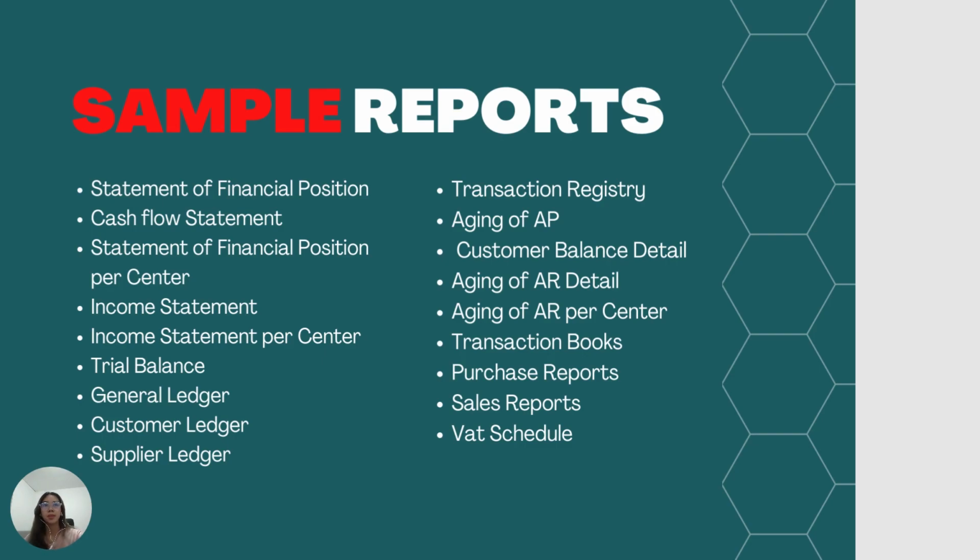The following are some of the sample financial reports that can be printed out using the system. We have the Statement of Financial Position, or SFP, the Cash Flow Statement, Statement of Financial Position per center, Income Statement per center, Trial Balance, the ledgers such as General, Customer, and Supplier, Transaction Registry, the aging of your accounts payable as well as your accounts receivable per detail or per center, the customer balance detail, transaction books, purchase and sales reports, and the VAT schedule.